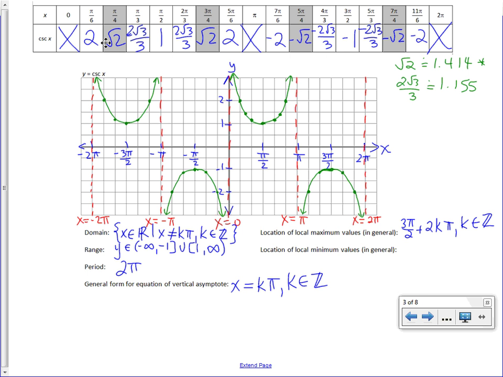Okay. Let's move along. Location of local min, so very similar argument. So I pick a local min value, and where do you notice there being a local min? There's two options again. You could pick either one. Pi over 2, and then again, how often will a local min happen? Every, yeah.